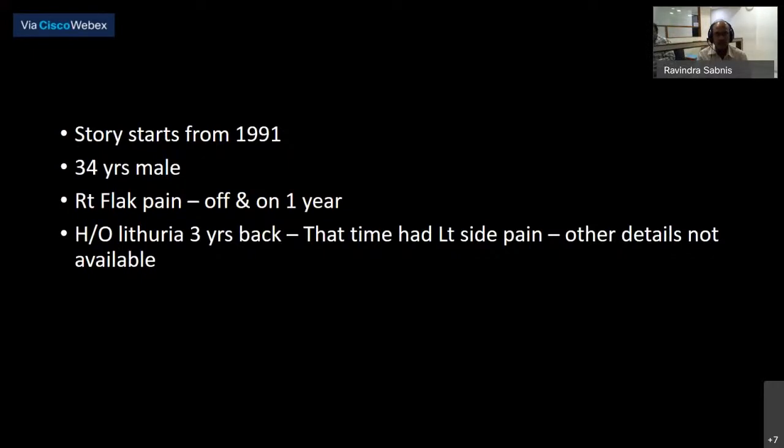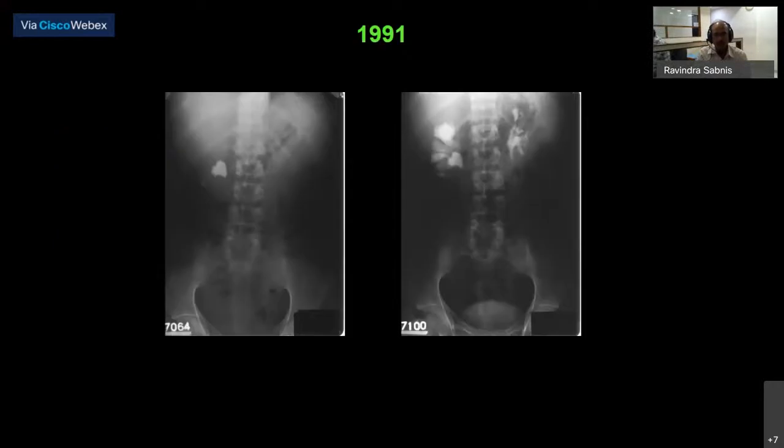History of lithuria, just a lithuria 3 years back. That time he had left side pain, probably passed the stones, and eventually the pain disappeared and nothing was done after that. And we don't have the detail, but now he has come with the right side flank pain. And this is the X-ray.